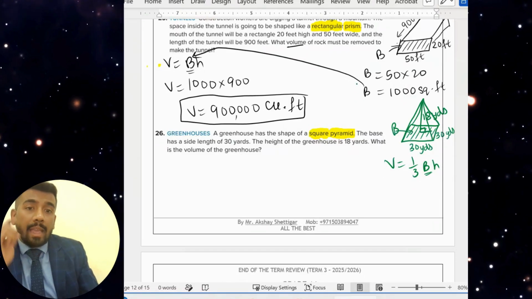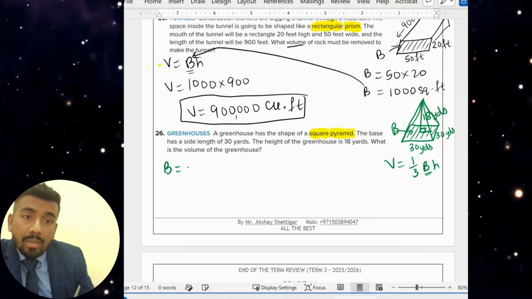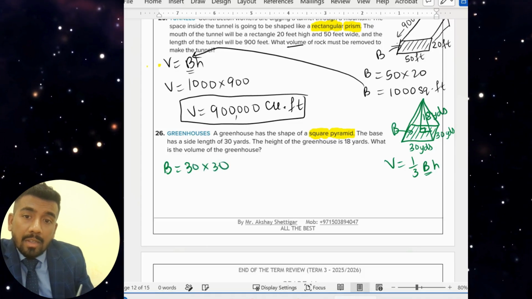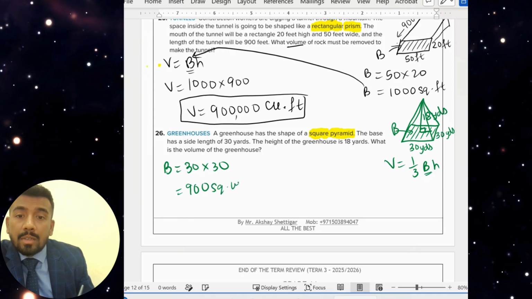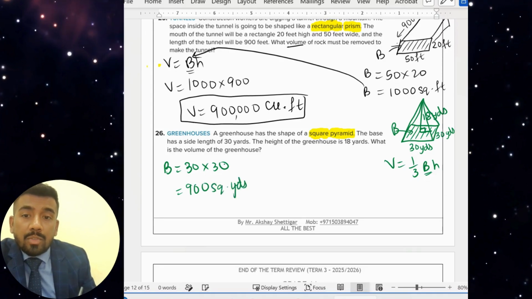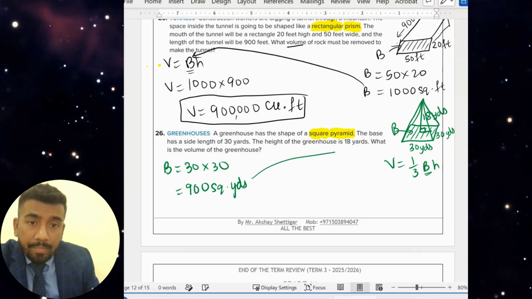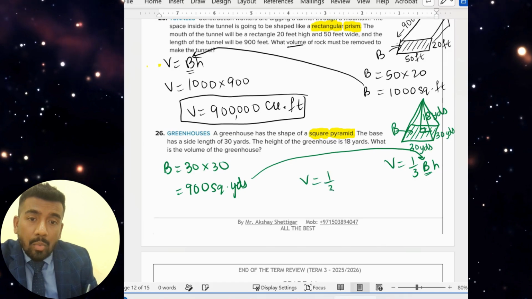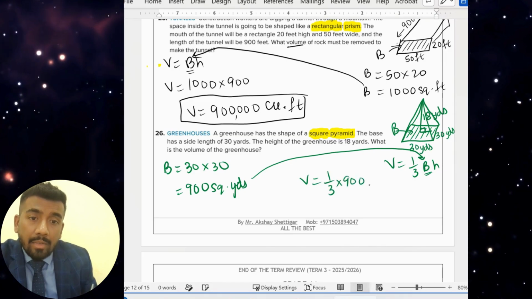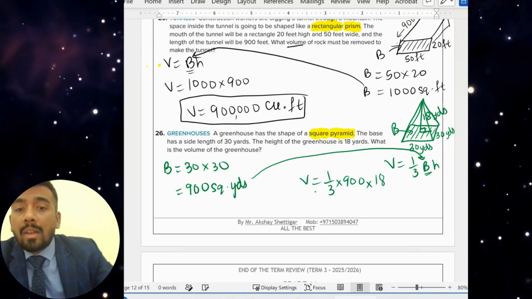Okay, so that's your base area. Now, what's the base? Base is a square. So B will be 30 times 30. That will be 900 square yards. That's B. Now put it back in this formula. So volume will be 1 over 3 times 900 times height. How much is the height? 18.